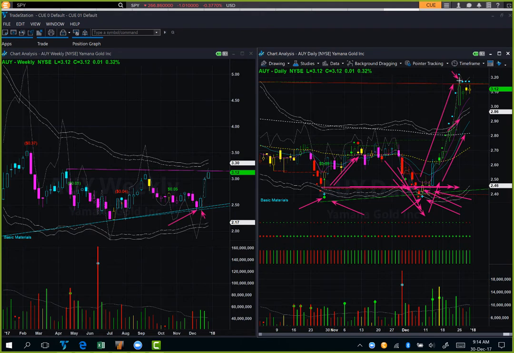At the right edge over the last few days, I observed that it came to the memory resistance line in daily and also a much longer term memory resistance line in weekly. Over Thursday and Friday, the daily traffic light candle color turned yellow, neutral. Watching that, I decided to book my profit in AUY at this point.